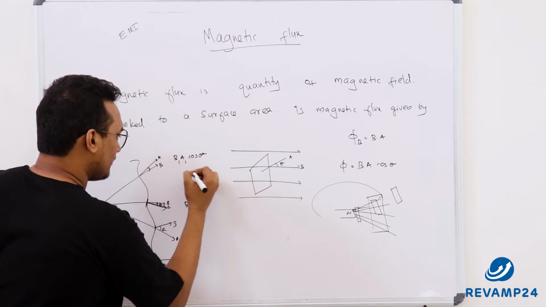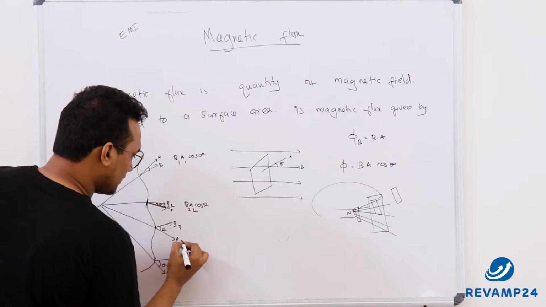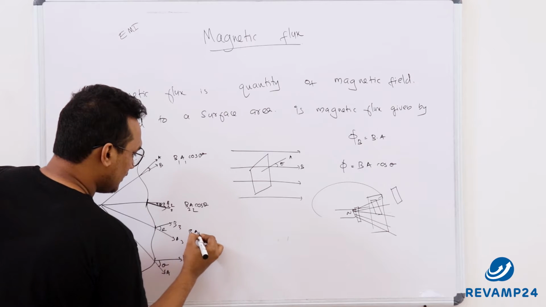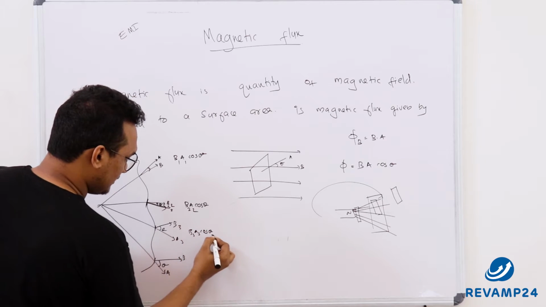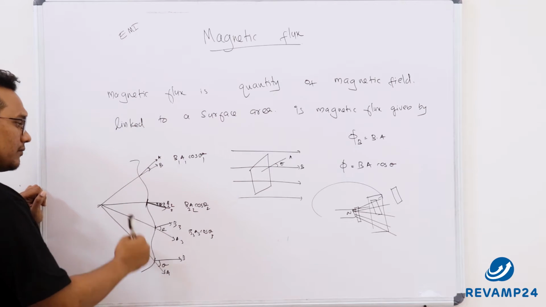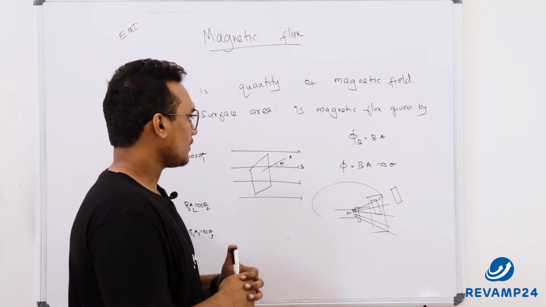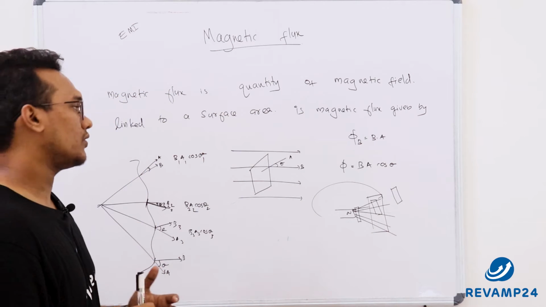So, this is B1 A1 cos theta, B2 A2 cos theta, this is A2 and B2, this is B3 A3 cos theta. So, this is theta 3, theta 2, theta 1. Similarly, you can add all of them to get the total flux linkage with this surface. Okay, so this is a very important concept.